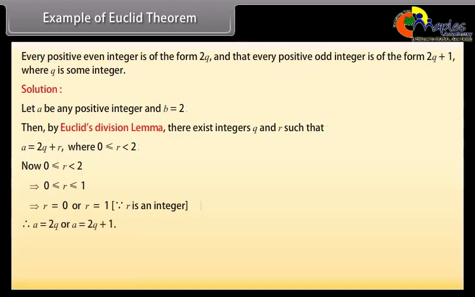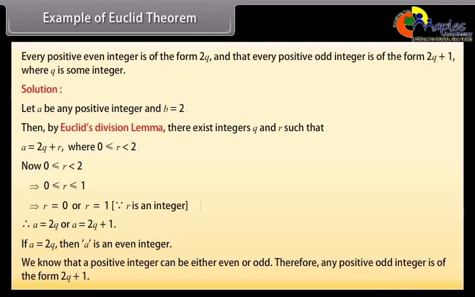Therefore, a = 2q or a = 2q + 1. If a = 2q, then a is an even integer. We know that a positive integer can be either even or odd. Therefore, any positive odd integer is of the form 2q + 1.